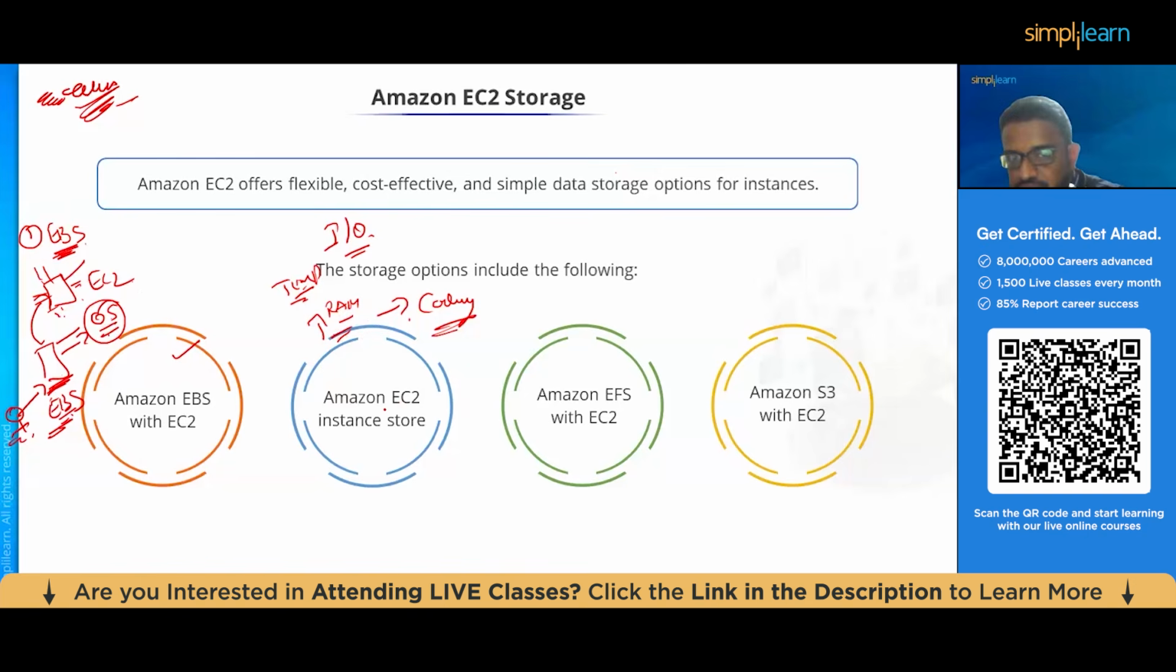Now folks, I was talking about the instance store. Why are we using instance store? Instance store is temporary storage and it gives high IO performance. Temporary memory means can I use it for caching purposes? Yes.